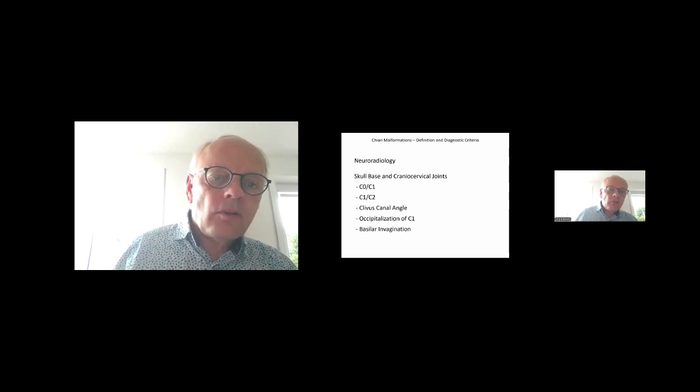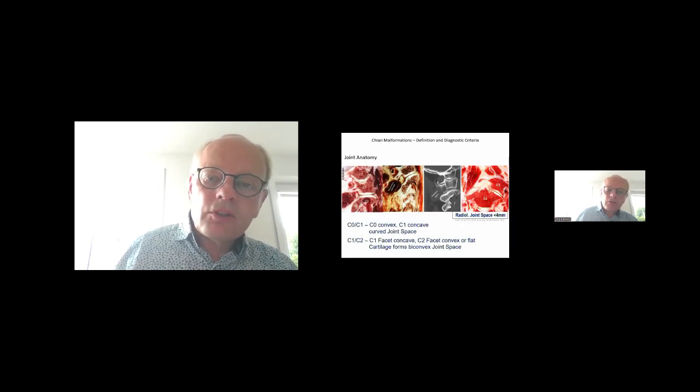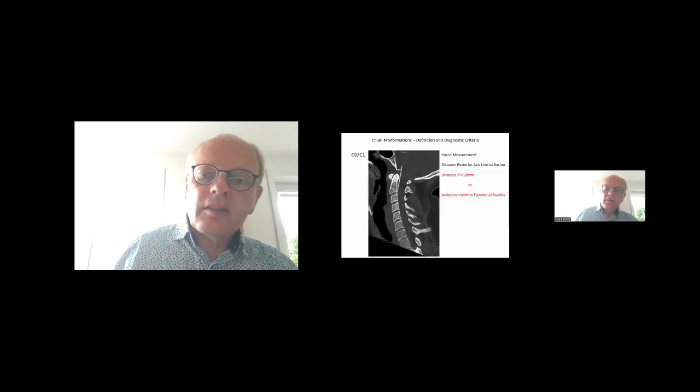So we also have to look at other skull base anatomy and the anatomy of the craniocervical joints in patients with Chiari 1. We have to look at the CO-C1, C1-C2 joint. We have to check the clivus canal angle. We have to look for occipitalization of C1, and we have to look for evidence of basilar invagination. Here you can see the normal joint anatomy of CO-C1 and C1-C2.